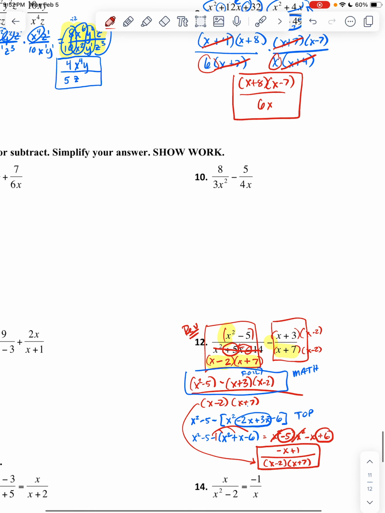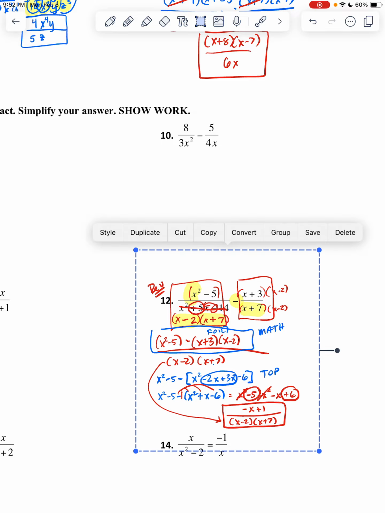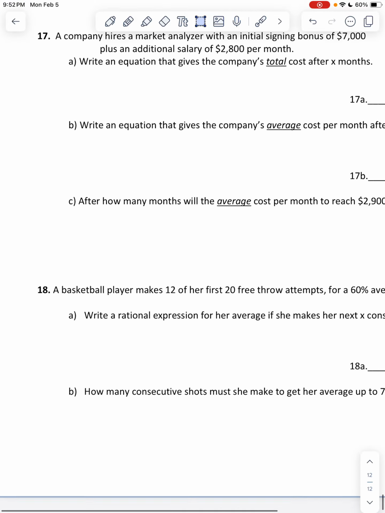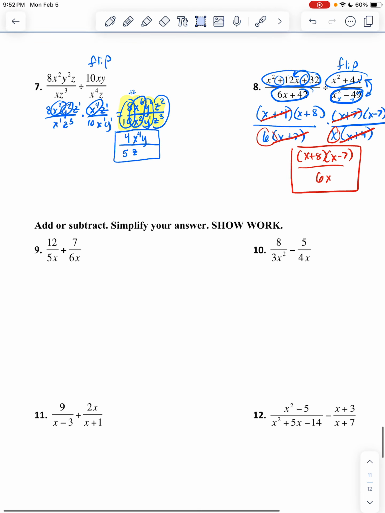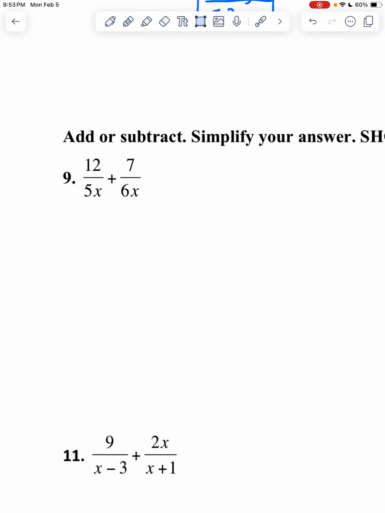All right, let's see. I did this one in class for my kids, so I'm going to erase that for now. That's a lot. I'll do a couple of these. Maybe I'll stop when I get to solving. Let's see how we go.